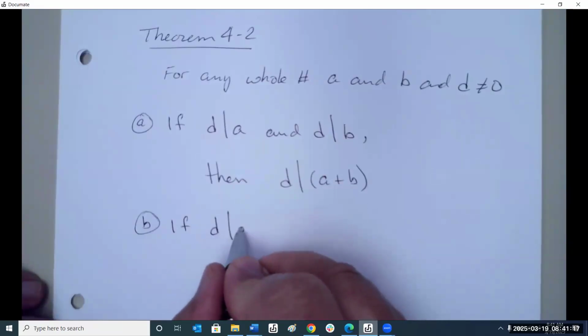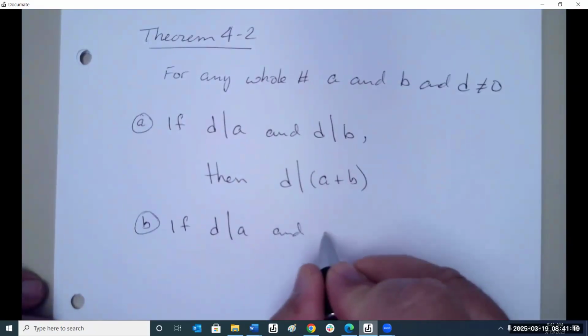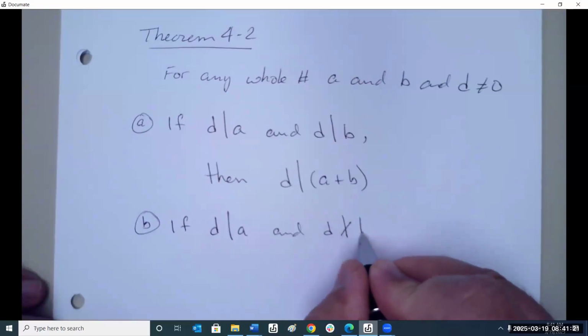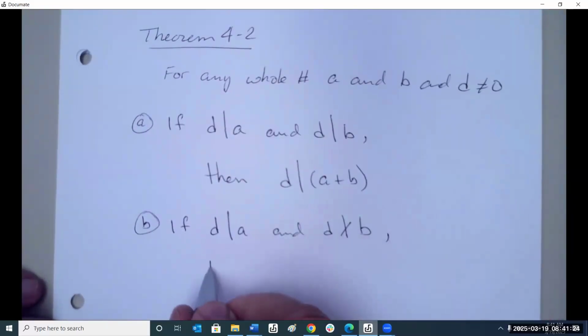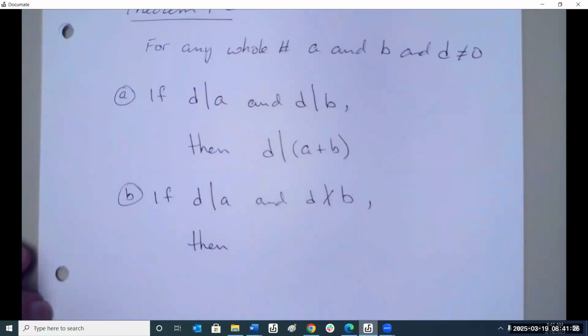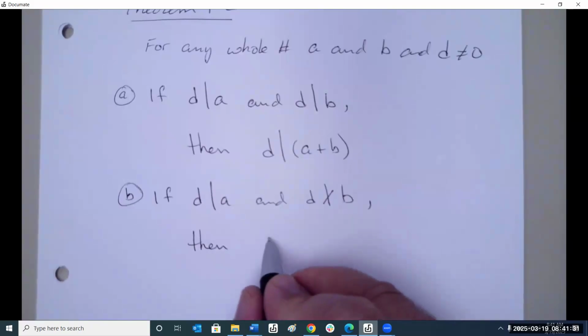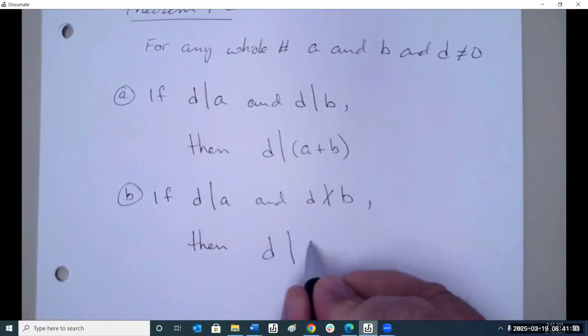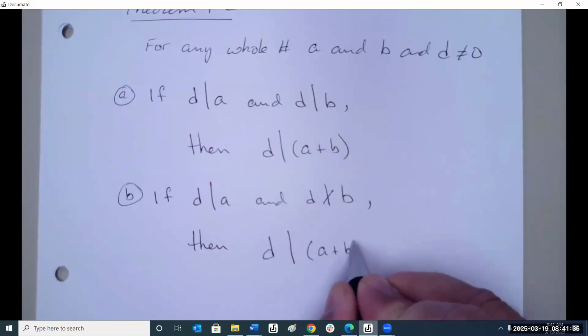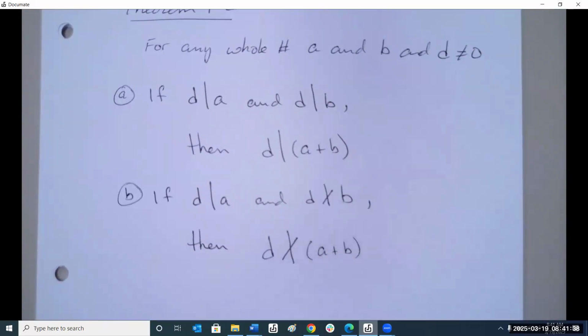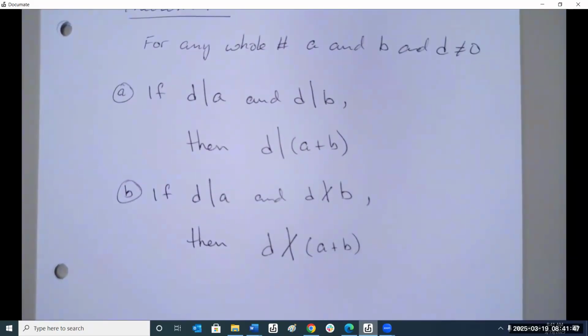If D is a divisor of A and D is not a divisor of B, then what do you think is going to happen here? Not yet. Then we can't do the sum. You can only add the 2 numerators if that denominator is a divisor, if it's divisible inside there.